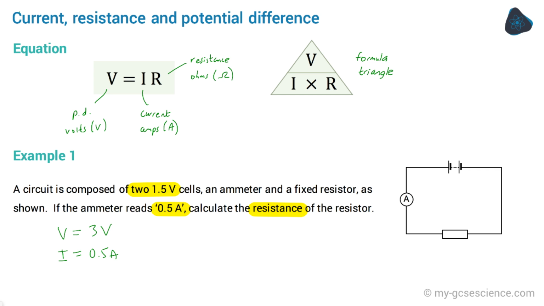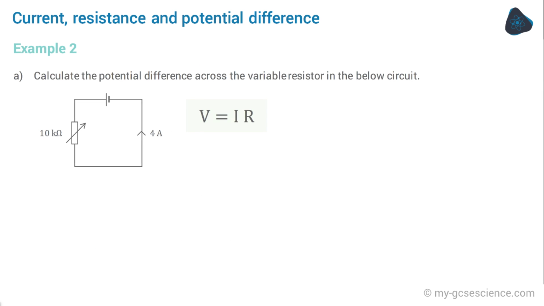Right, having done all that, we're looking for the resistance now. So all we need to do is use V equals IR. Therefore R equals V divided by I, which equals 3 divided by 0.5, which equals 6 ohms. Easy peasy. Let's go on to a slightly trickier question next. Alright, on to example 2. As you can see, this time we need to calculate the potential difference across the variable resistor in this circuit.